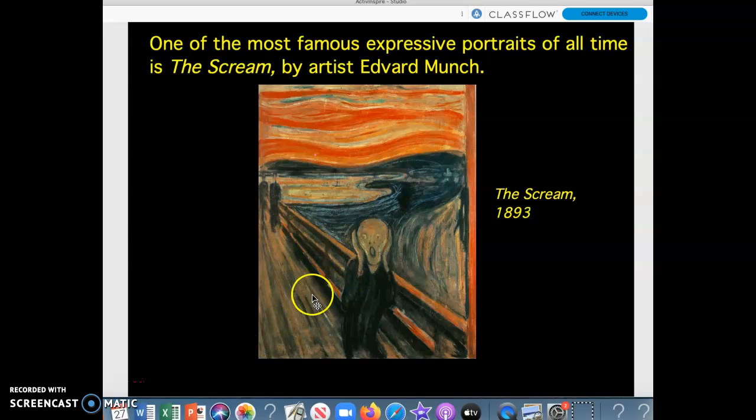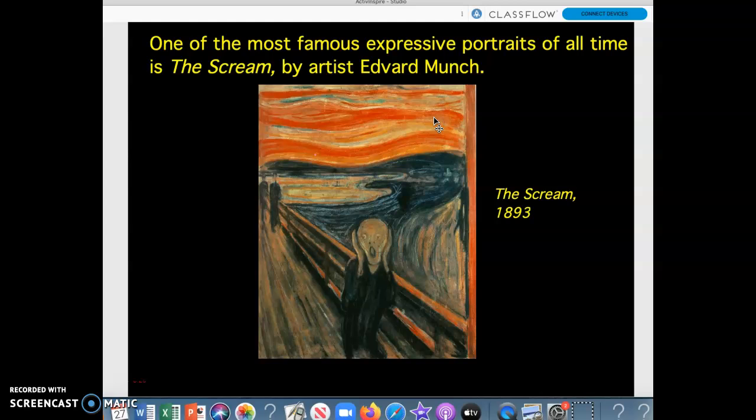So here they are on this bridge. And the reason why I think that he called it the scream of nature is the way he paints the sky. It looks like it's on fire. It's very, very fiery. It's very eerie. It's definitely not a calm sunset.